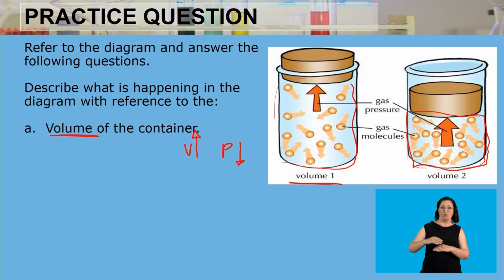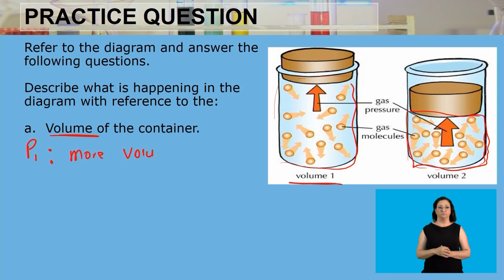So to answer the question, describe what is happening in the diagram with reference to the volume of the container. So picture number one, more volume, less pressure. There's less pressure. Why is there less pressure? Because there's going to be less collisions.